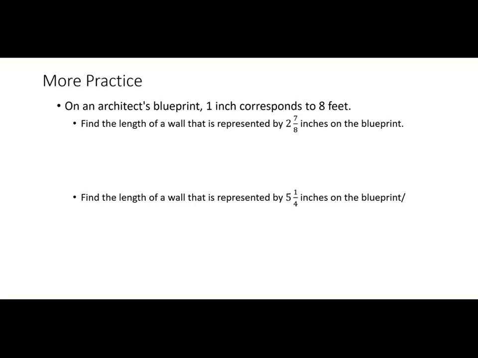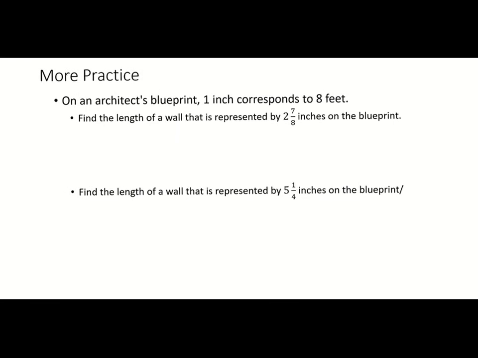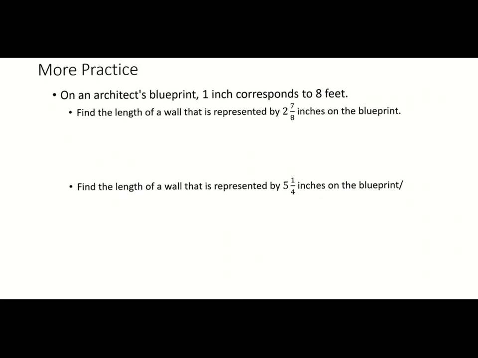All right, so next we are dealing with some fractions that I know all of you love. We are looking at an architect's blueprint. 1 inch corresponds to 8 feet. Find the length of the wall that is represented by 2 7/8 inches on a blueprint. So if I were to set this up, I know that 1 inch corresponds to 8 feet. And we know that the length on the blueprint is 2 7/8 inches. And we want to find the length of the wall.